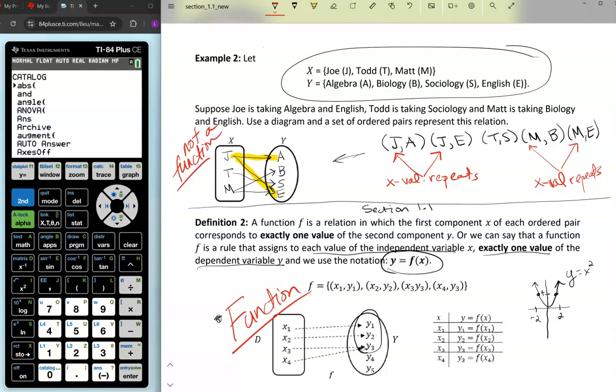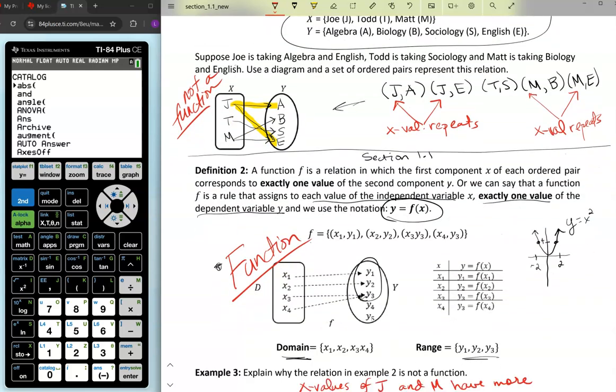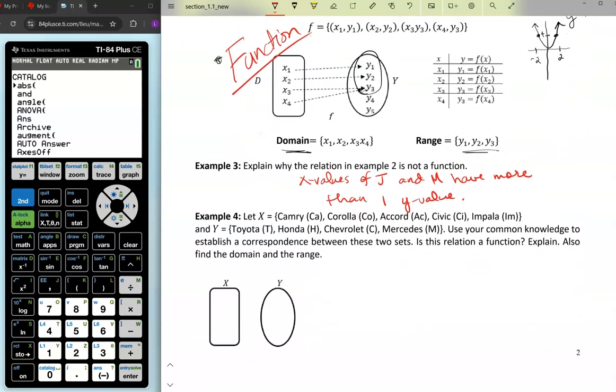And the reason it's not a function is what I have highlighted there. You only need one occurrence of this. We have two, but I just have one of them highlighted, and that makes it not a function. All right, so let's take a look at cars.